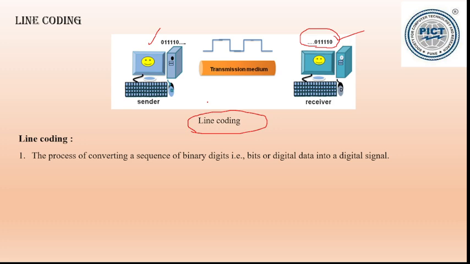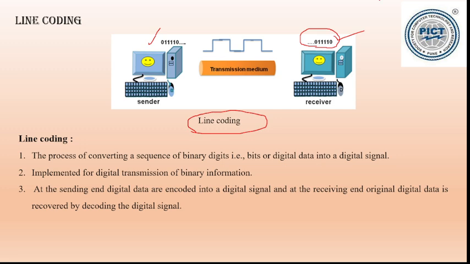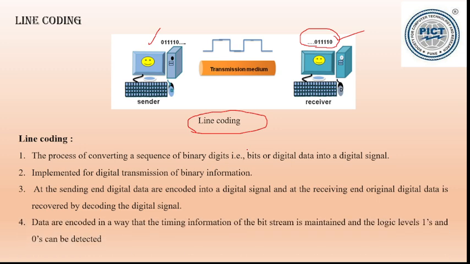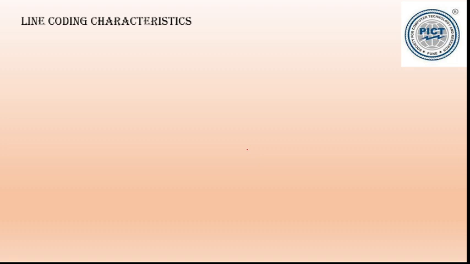So, line coding is the process of converting a sequence of binary digits, that is bits or digital data, into digital signal. Line coding is implemented for digital transmission of binary information. At the sending end, digital data are encoded into a digital signal, and at the receiving end, original digital data is recovered by decoding the digital signal. Data are encoded in a way that the timing information of the bit stream is maintained and the logic levels, that are zeros and ones, can be detected.